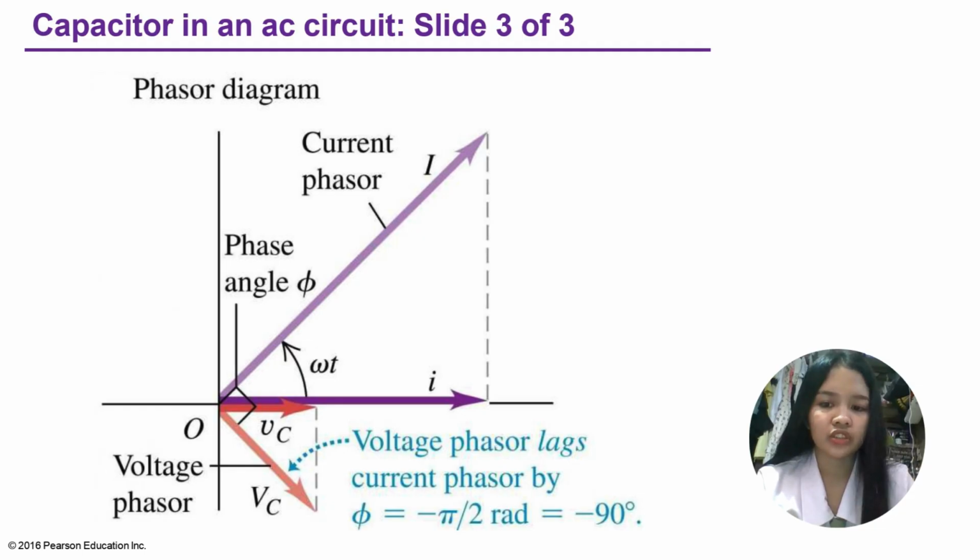to voltage changes. The length of the voltage phasor corresponds to the voltage amplitude across the capacitor, while the length of the current phasor represents the current amplitude.